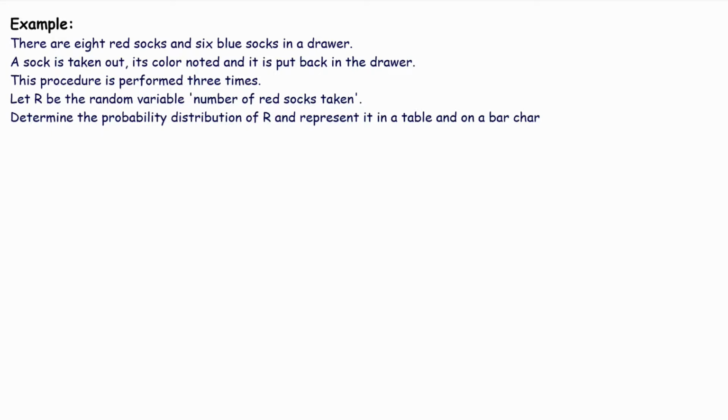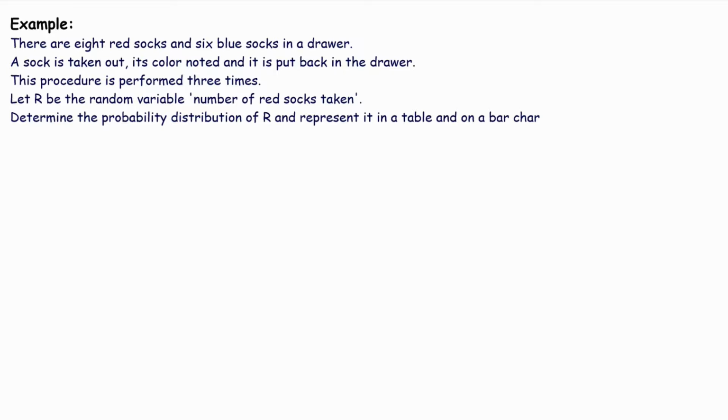So here's another question. There are 8 red socks and 6 blue socks in a drawer. A sock is taken out, its color noted, and it is put back in the drawer. This procedure is performed 3 times. Let R be the random variable, the number of red socks taken. Determine the probability distribution of R and represent it in a table.